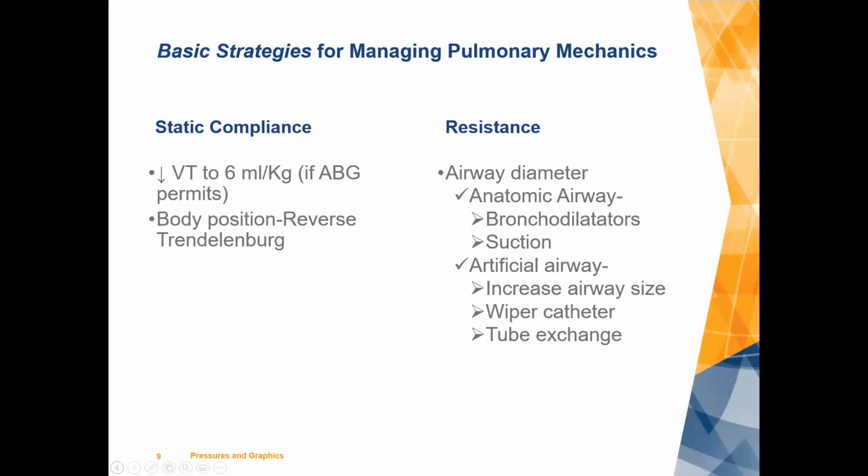You're getting at least 2 advantages there. You're increasing the inside lumen of the tube. The second thing you're doing is minimizing the amount of that biofilm, the emboli, it's actually called, that goes down into the lungs and can cause either an initial or a subsequent infection in the patient's lungs. The airway diameter, so the anatomic airway, bronchodilators, and things like suctioning can also be beneficial in helping address the resistance.